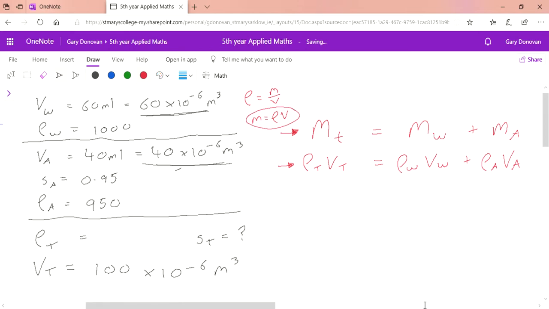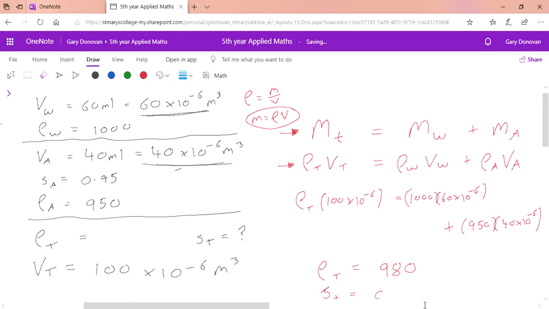So total density we don't know. We know the total volume is 100 times 10 to the minus 6. Density of the water we know is 1000. Volume of the water is 60 times 10 to the minus 6. Plus density of the alcohol is 950 times 40 times 10 to the minus 6. And I won't break it down, but the total density works out as 980. Now the question was to find the relative density, so you have to divide that by 1000 to give you 0.98. And that's your answer for question 6.